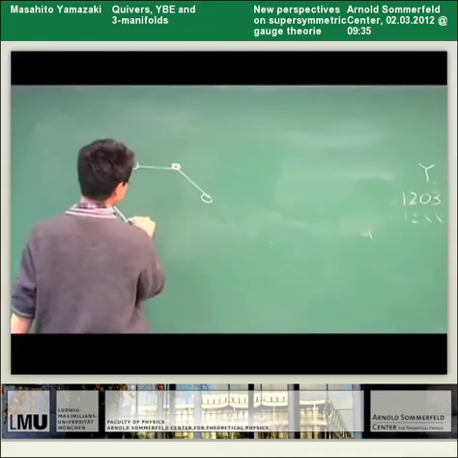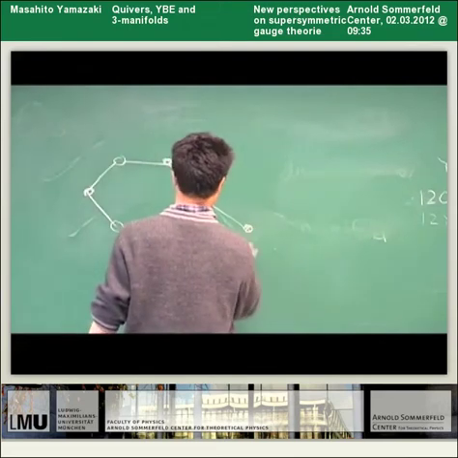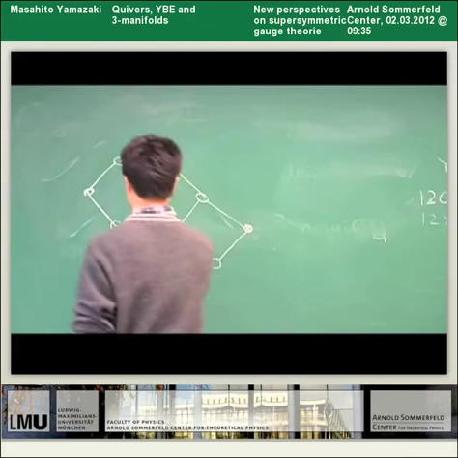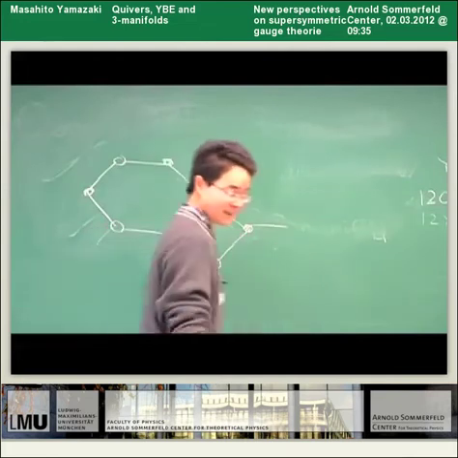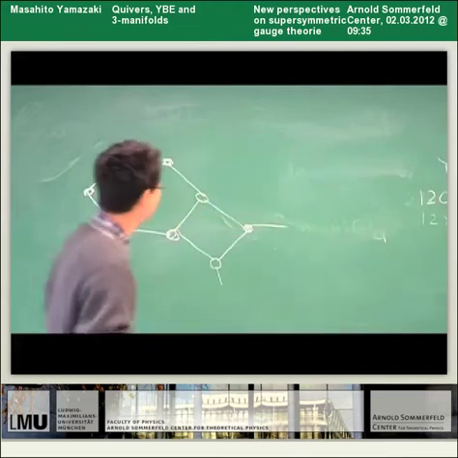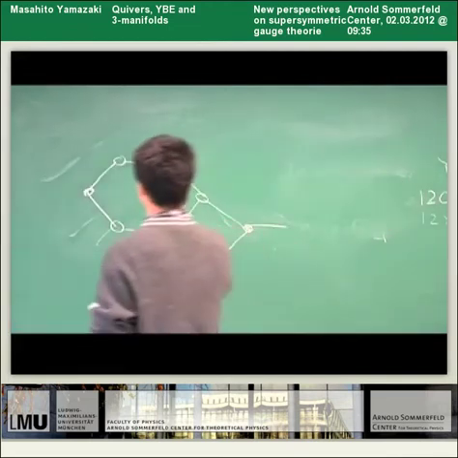So again, I have this graph. Oh, I remember I have these wonderful color chalks, so I should use them. And suppose that I have a graph like this. And then you can try to draw a set of circles.